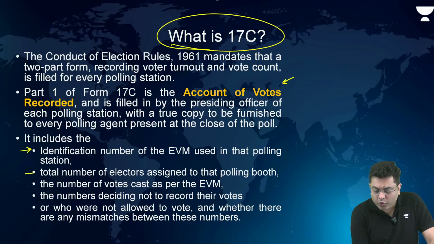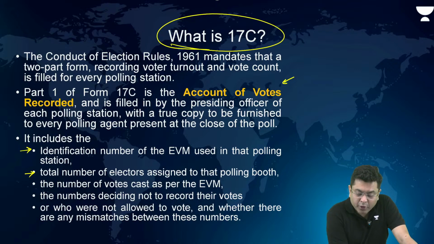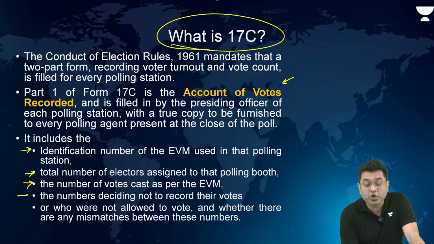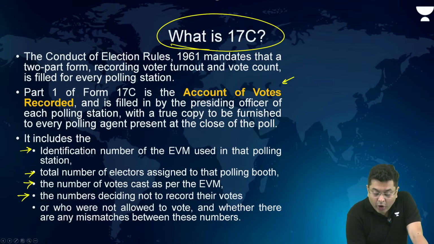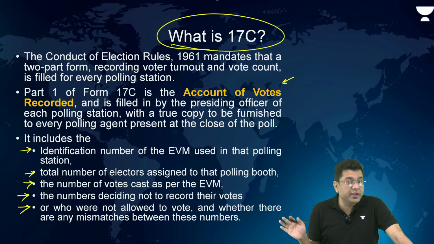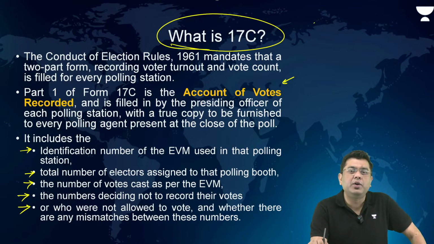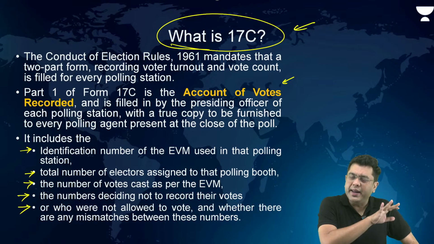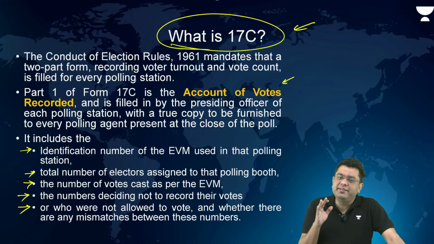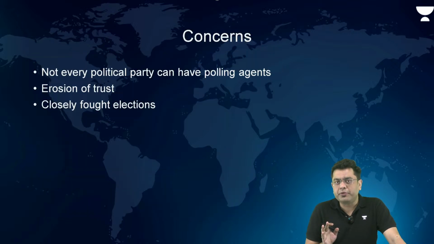It also includes the total number of electors assigned to that polling booth, the number of votes cast as per the EVM, the number of those deciding not to record their votes or who were not allowed to vote, and whether there are any mismatches in the number. All of that is included in 17C Part 1. So in a way, Part 1 of Form 17C includes the entire detail about the electoral process.